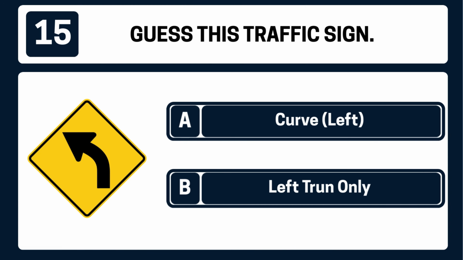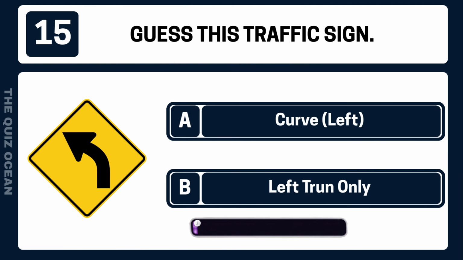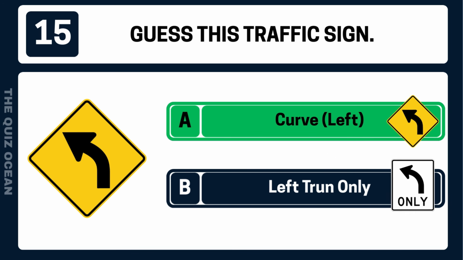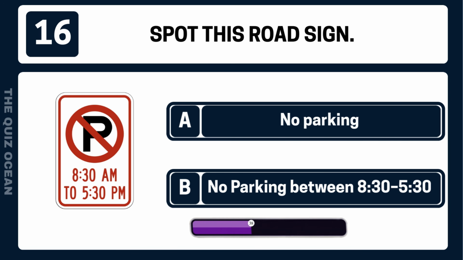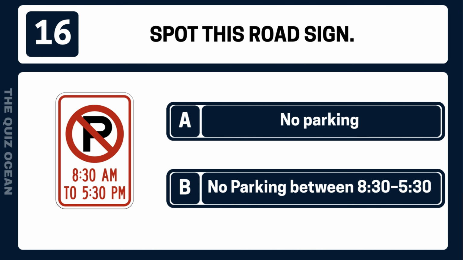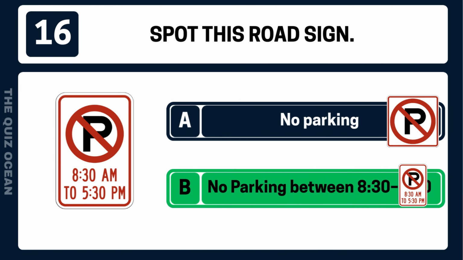Question 15. Guess this traffic sign. A. Curve left. B. Left turn only. The answer is A. Curve left. Question 16. Spot this road sign. A. No parking. B. No parking between 8:30 to 5:30. The answer is B. No parking between 8:30 to 5:30.